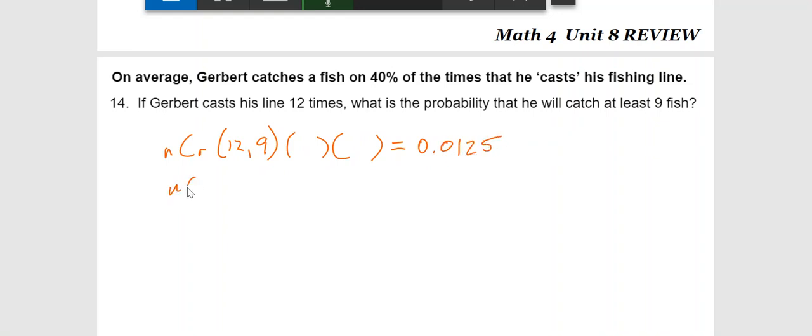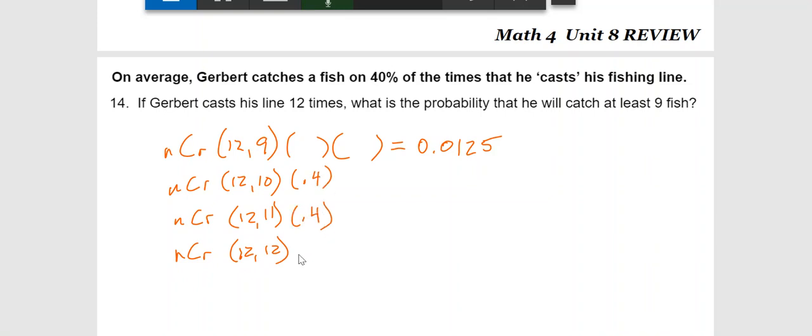All right, let's work the rest of these. 12, 10, 12, 11, 12, 12. And he is 40% successful, 60% not successful. That 10 goes here, that 11 goes here. We can see the pattern. 12 minus 10 is 2, 12 minus 11 is 1, 12 minus 12 is 0.